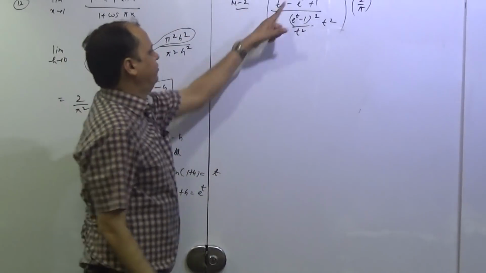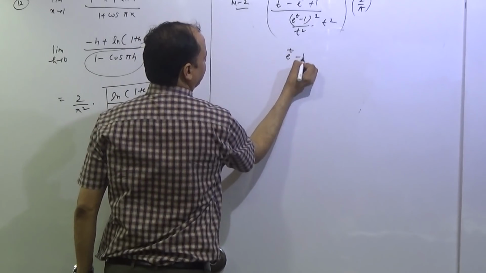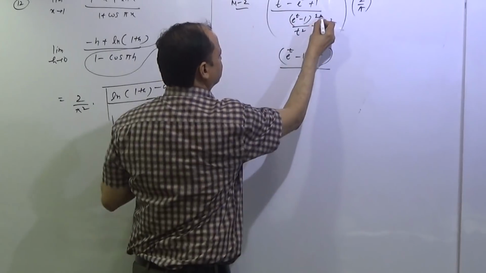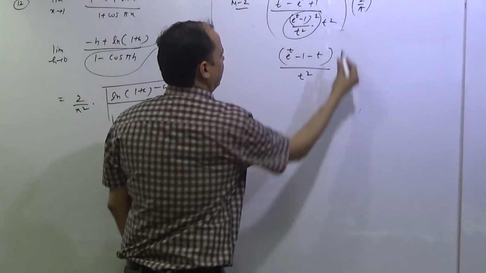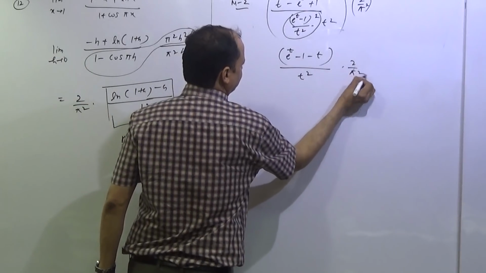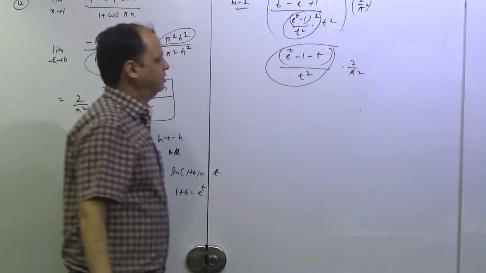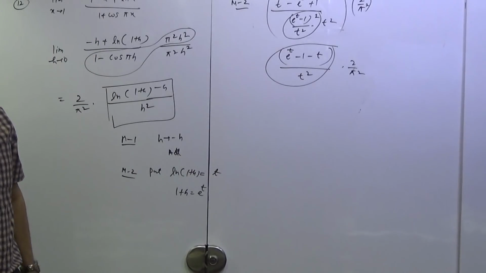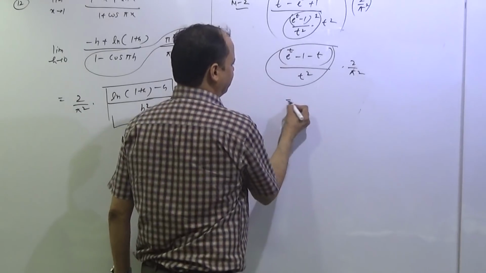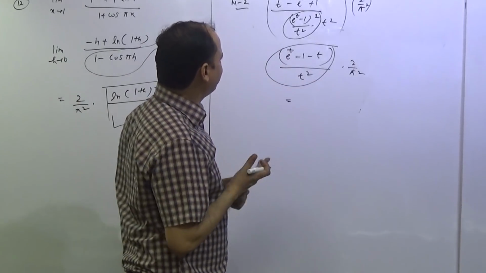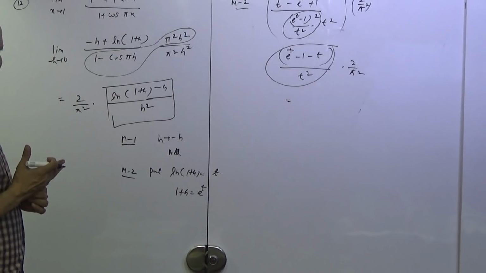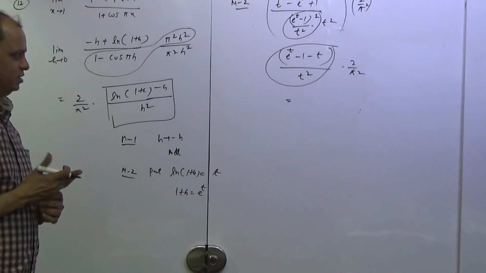Now can you tell me, if I write it as e to the power t minus 1 minus t divided by t square, because this factor is coming out to be 1, right? And this is 2 by pi square into 2 by pi square. Can you tell me what this factor is? 1 by 3? No, it's 1 by 2. We have done it many times. So finally it is coming out to be 1 by 2, then the answer is 1 by pi square. I guess we are mistaken somewhere, or you please verify the answer.